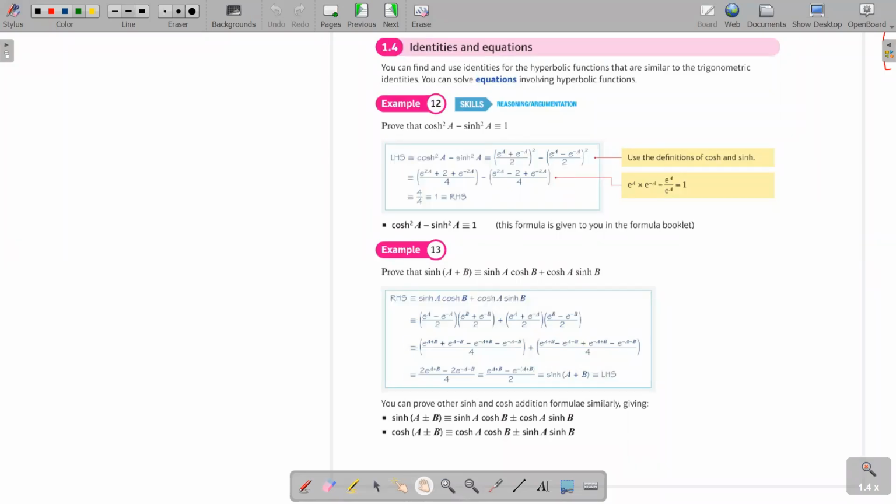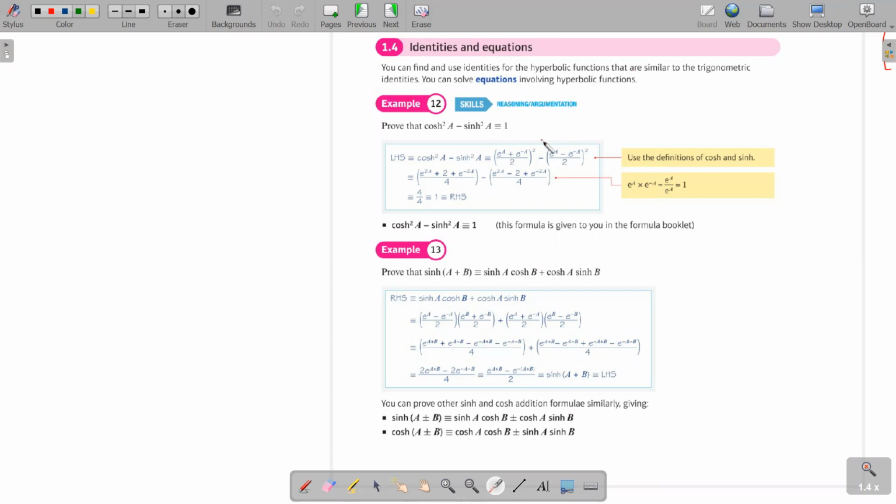All right, guys. So now we'll move on to the final part of the lesson in chapter one: identities and equations. You can find and use identities for the hyperbolic functions that are similar to the trigonometric identities. You can solve equations using hyperbolic functions.